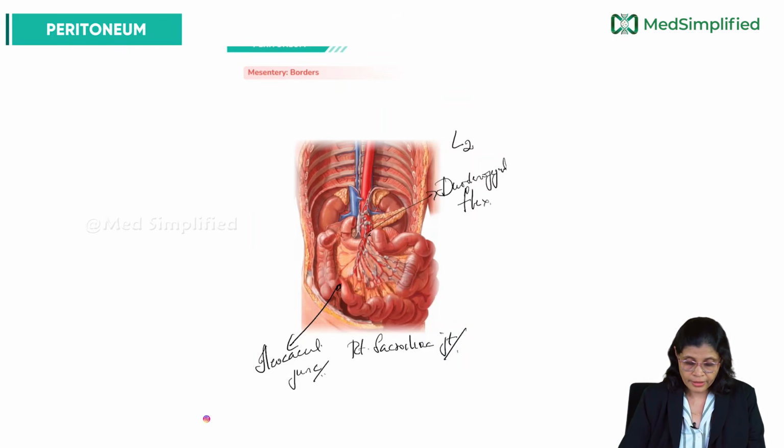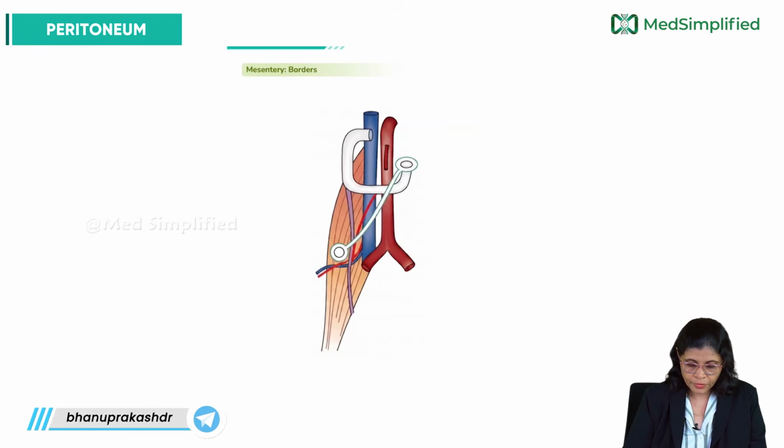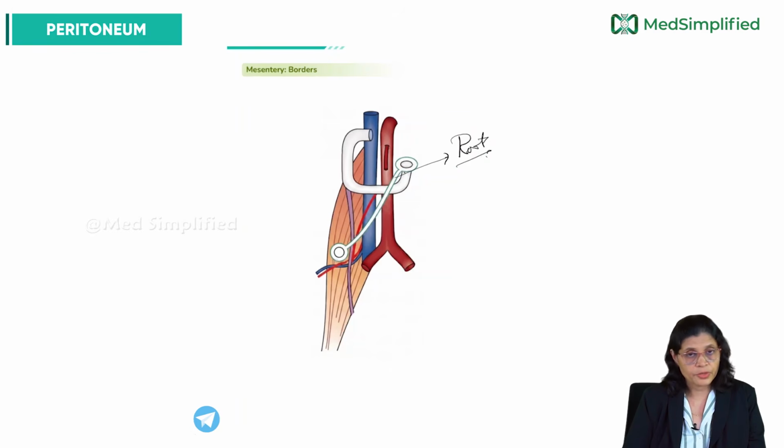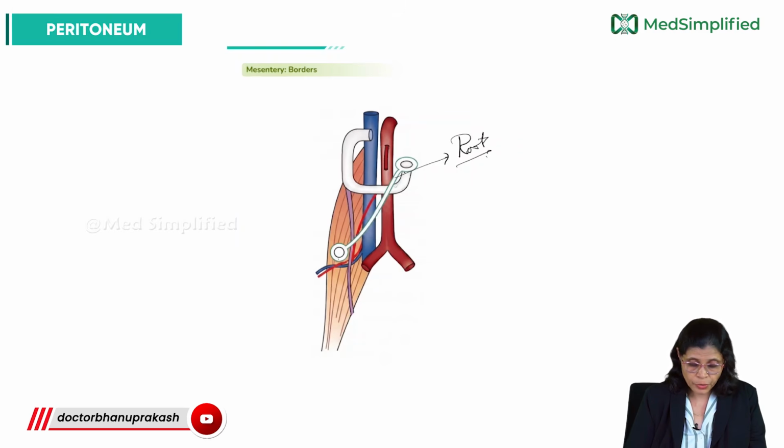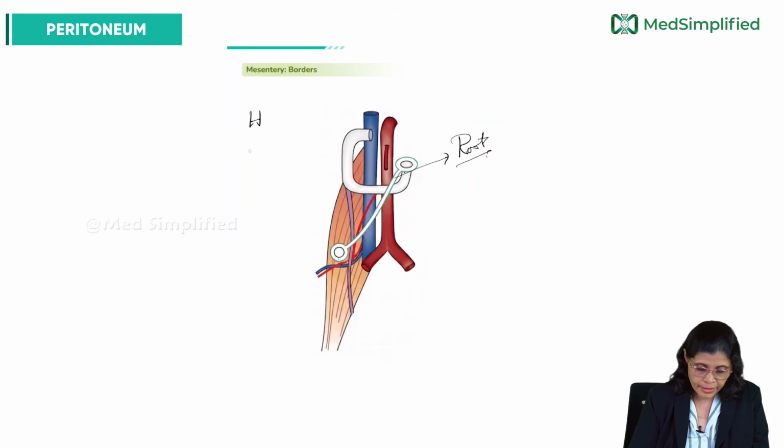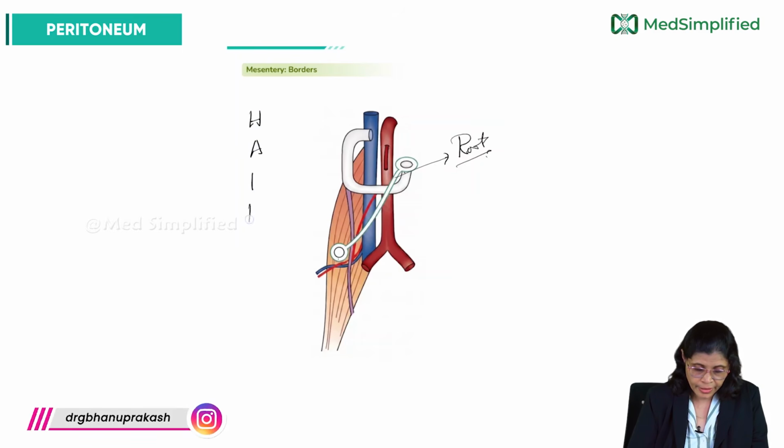Now as it goes, it will be crossing a few structures. This is the border of the mesentery, that is the root or the attached border, which is extending from the duodenojejunal flexure up to the ileocecal junction, that is from the left of the L2 vertebra up to the right sacroiliac joint. So as it is crossing here, you can see it is crossing many structures, right? To remember them easily, remember HAIR, hair 3R. There are 3 R's, so HAIR 3R.